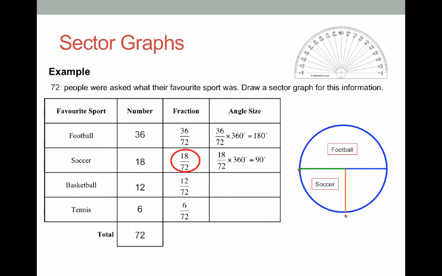If not, wait a second and I'll get right onto it. Okay, hopefully you had a go and you worked out that 12 out of 72, what we will do is we'll multiply that by 360 and we will get 60 degrees. So I need to draw a 60-degree angle.